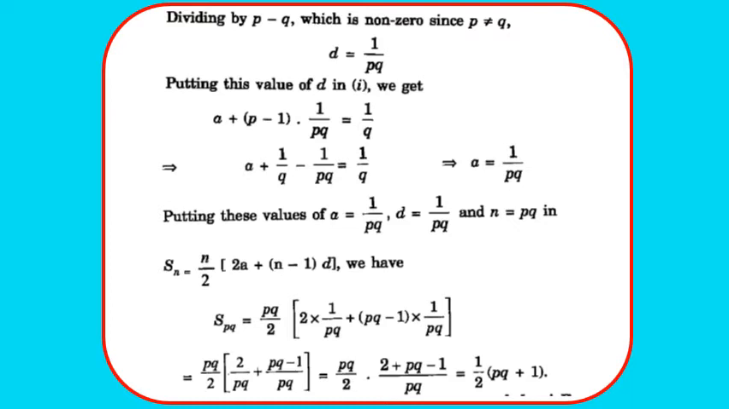and n equals to pq, we get Sn equals to n by 2 into 2a plus n minus 1 into d. And putting all the values a, d and n, since we have to find the sum of pq terms, it becomes pq upon 2 into 2 into 1 upon pq plus pq minus 1 into 1 upon pq. So simplifying, we will get our required sum, that is 1 upon 2 (pq plus 1). Clear? So pause and note down the solution.